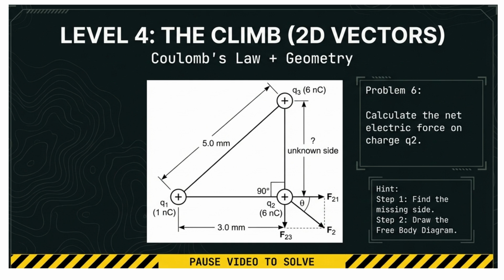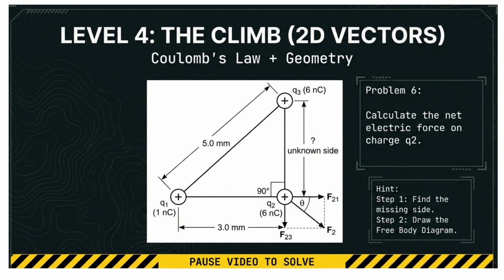Step 3. Calculate and combine. Calculate the magnitude of each force using Coulomb's law. Once you have both values, use the Pythagorean theorem one more time to find the magnitude of the net force, F2, and use the inverse tangent function to find the angle theta. Pause the video now to try the math yourself before looking at the solution.